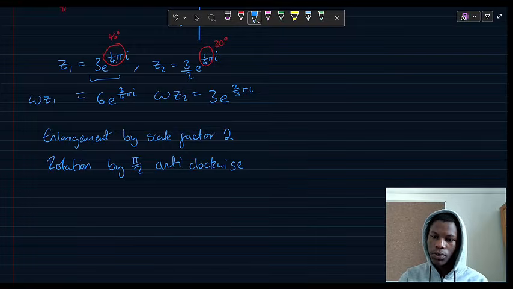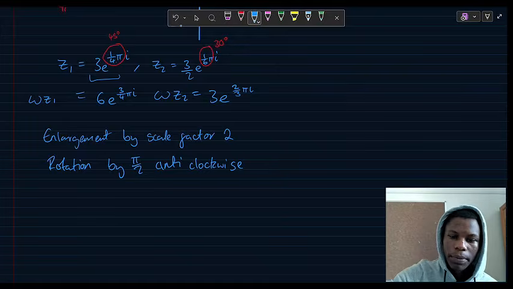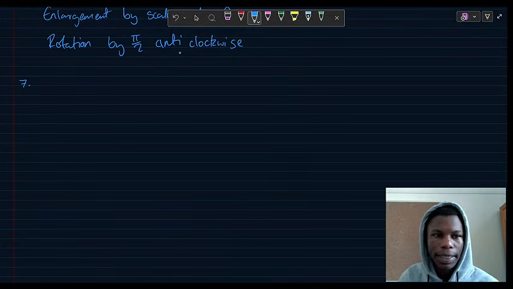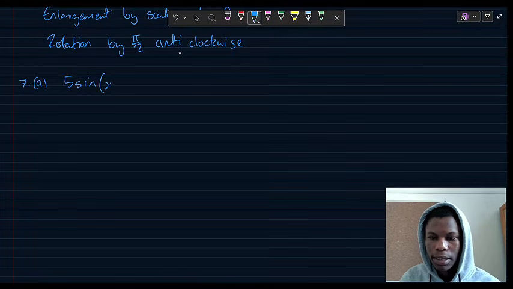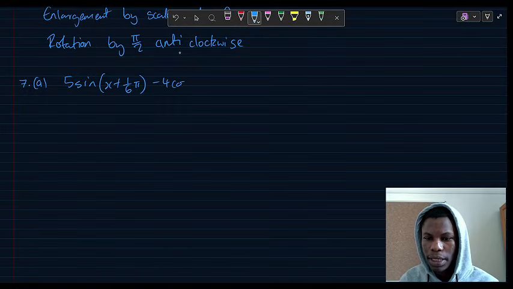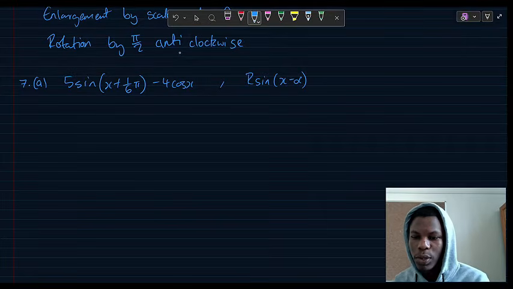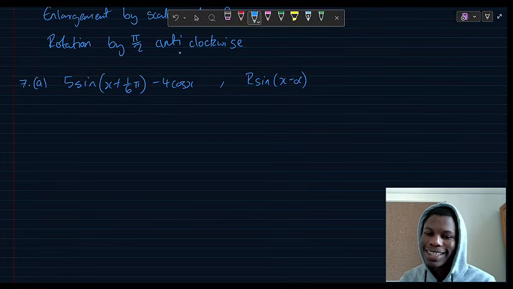And those are the two geometric effects of multiplying Z1 and Z2 by omega. Number 7, part A. Express 5 sine(x + 1/6 pi) - 4 cos x in the form r sine(x - alpha), where r is greater than 0 and alpha is between 0 and pi over 2. State the exact value of r and give the value of alpha correct to 3 decimal places.